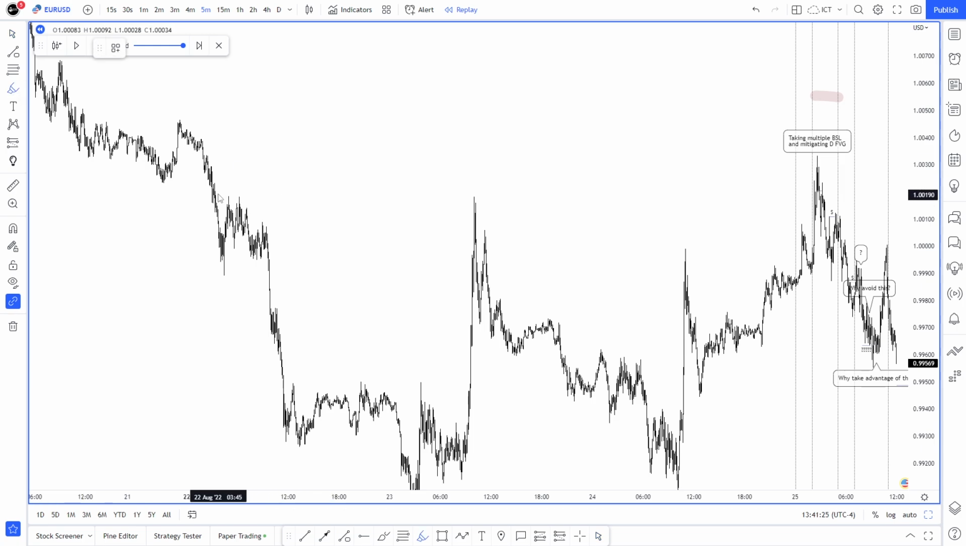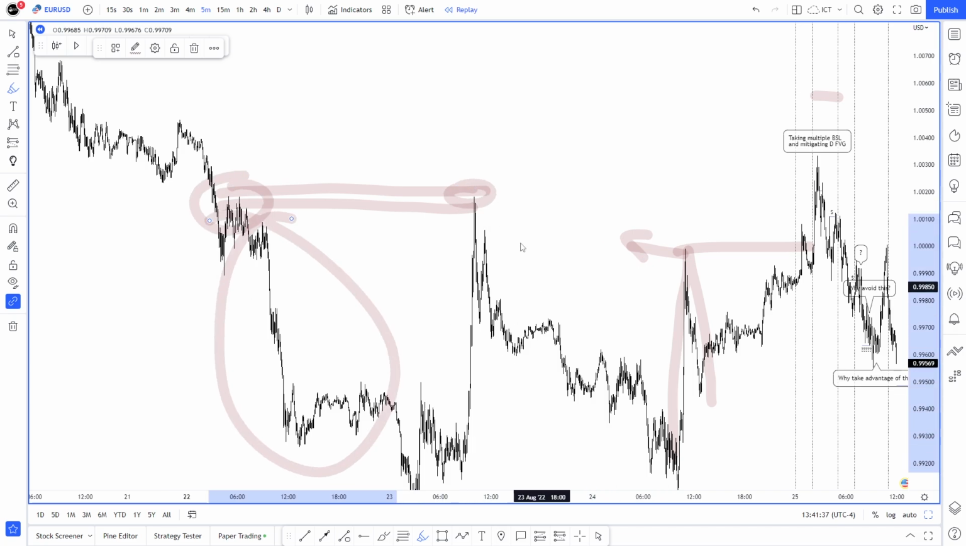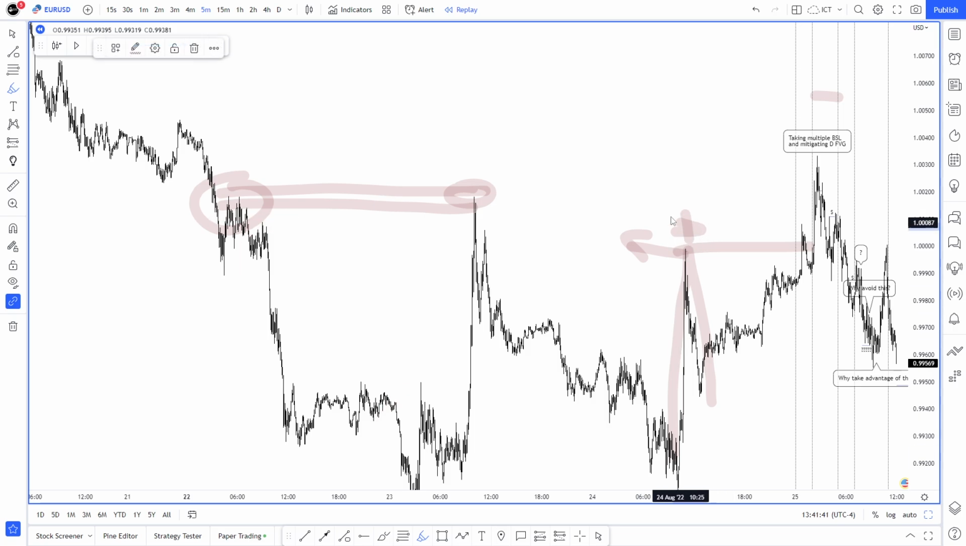What does it do? There are these highs that are being respected. There's this high that, look at how price is aggressively going higher and then out of nowhere starts reacting. If we look to the left, we see these drops, right? So this just creates liquidity out of nowhere, right?